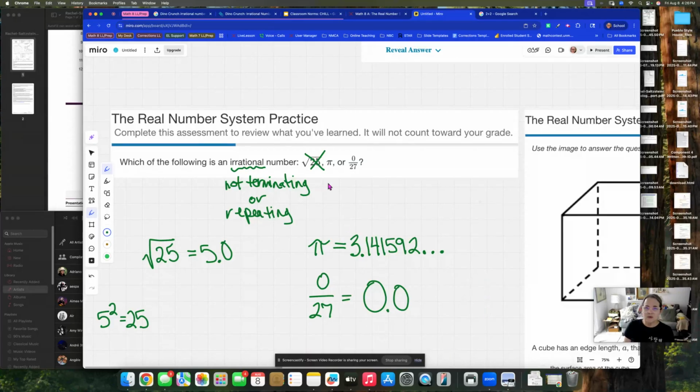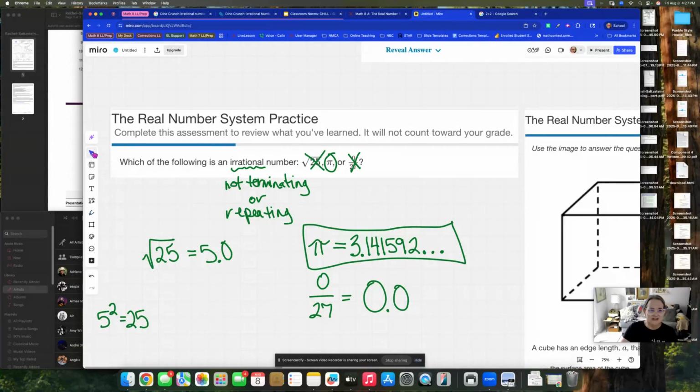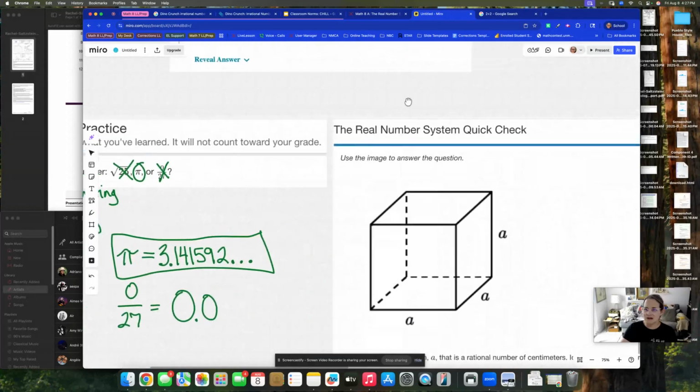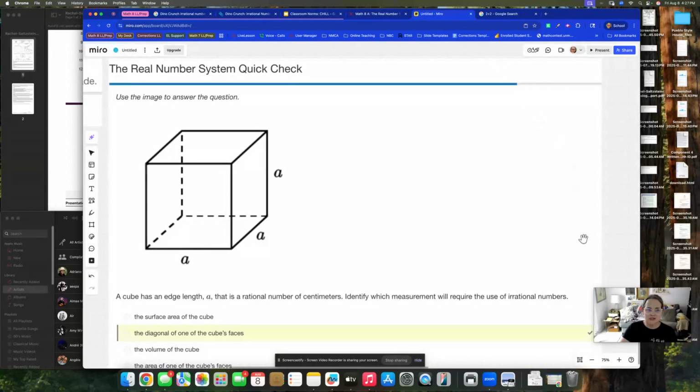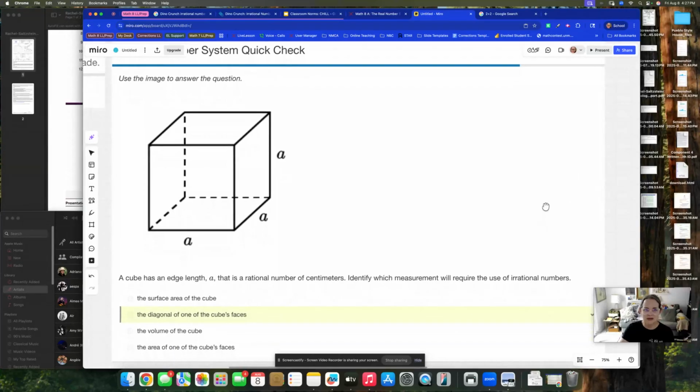Okay, so we're looking for the one that does not terminate and does not repeat. That is pi. Pi has won the irrational number contest there. The next one is a freebie, you guys. They gave you a problem that they aren't going to teach you how to do until either the next unit or the one after. Okay, so the real number system quick check. Such a bummer that it was a quick check problem that actually counts as a grade.